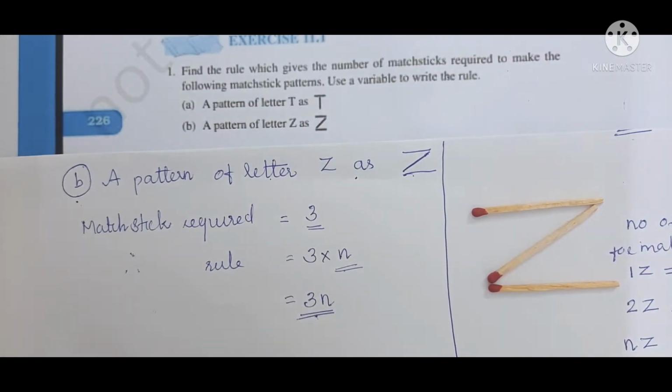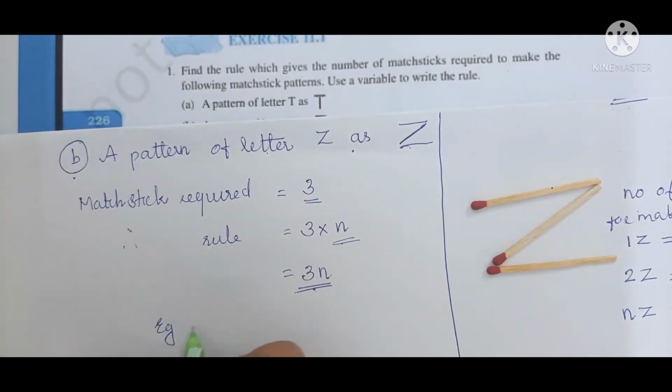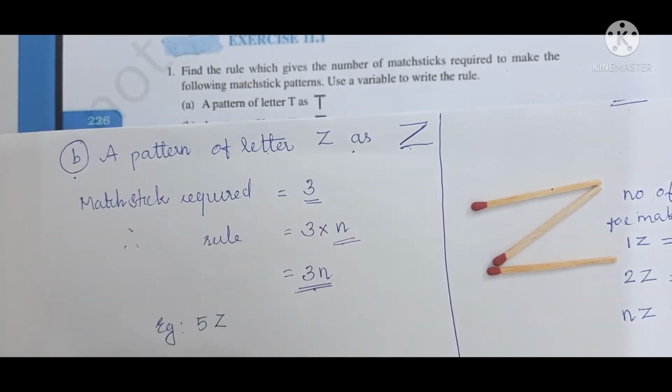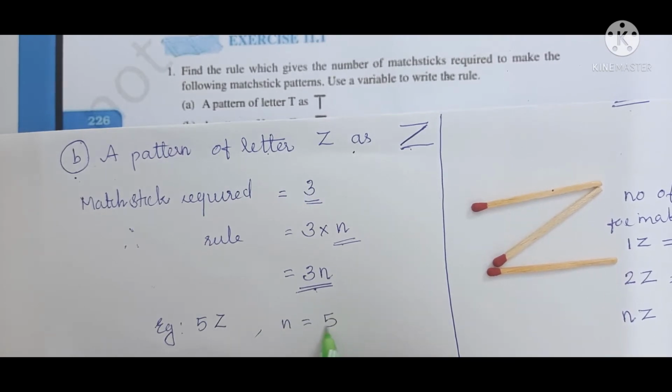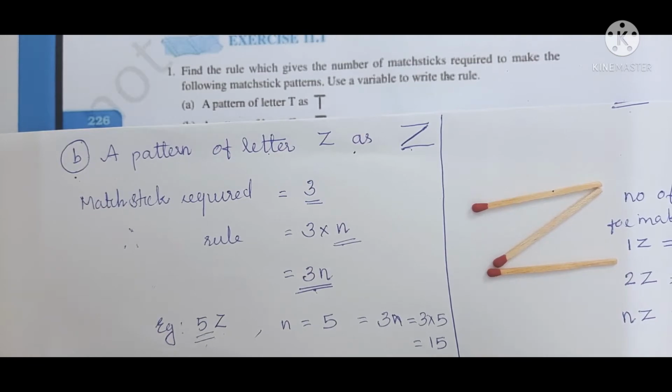For example, if we have to make 5 Z's, we have to apply this rule. So n is equal to 5, because we have to make 5 number of Z's. So n is 5. The answer will be 3n is equal to 3 into 5, that is 15 matchsticks we need for making 5 Z's. That is one example for you, right?